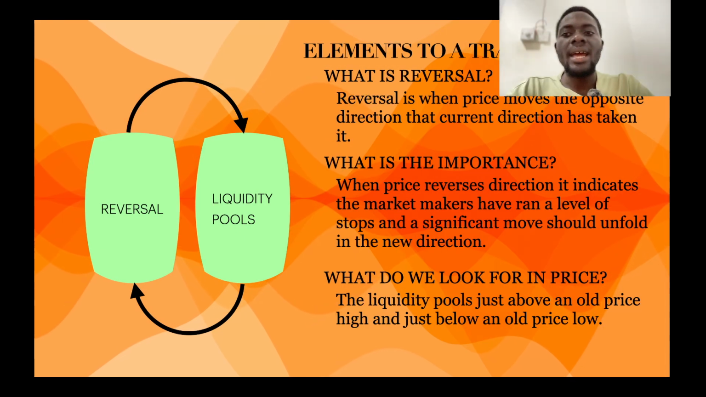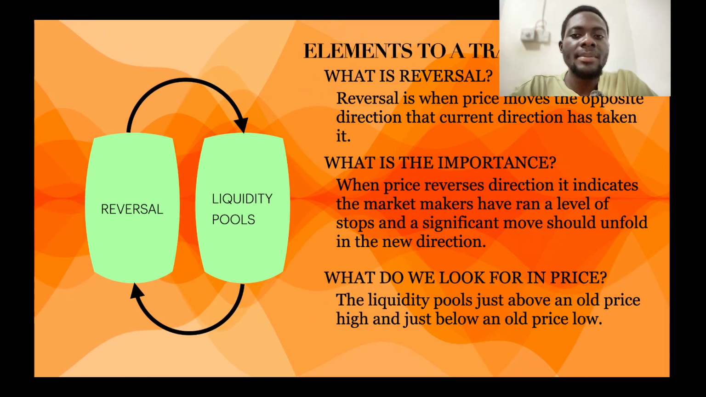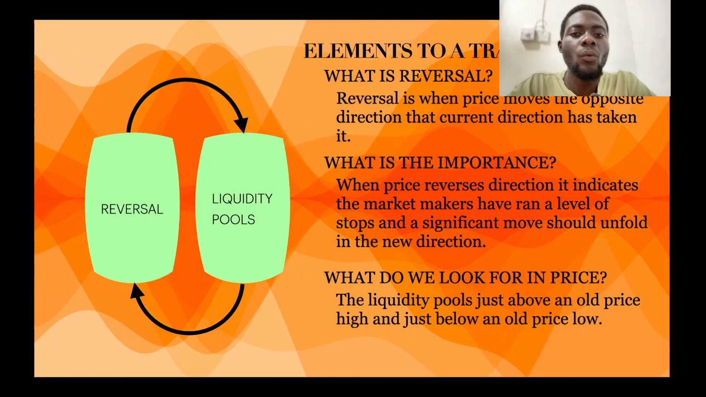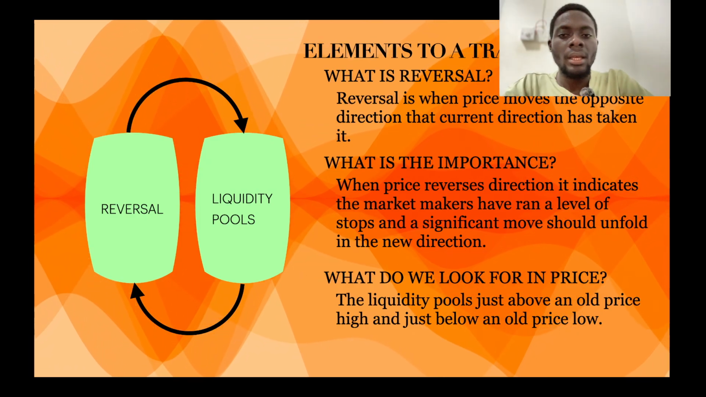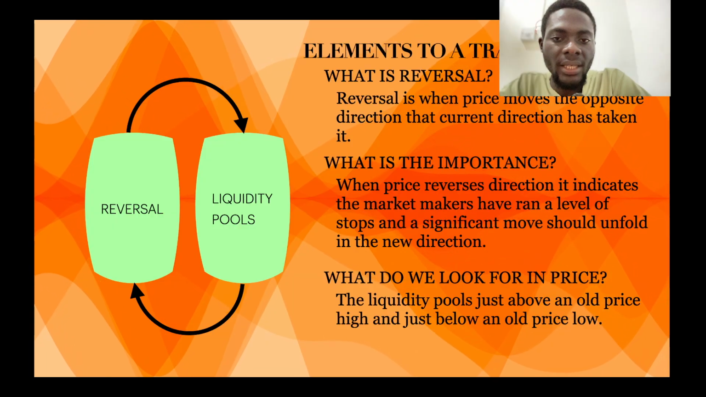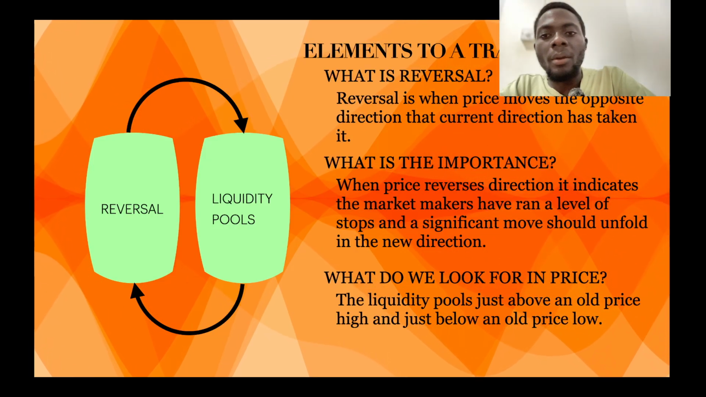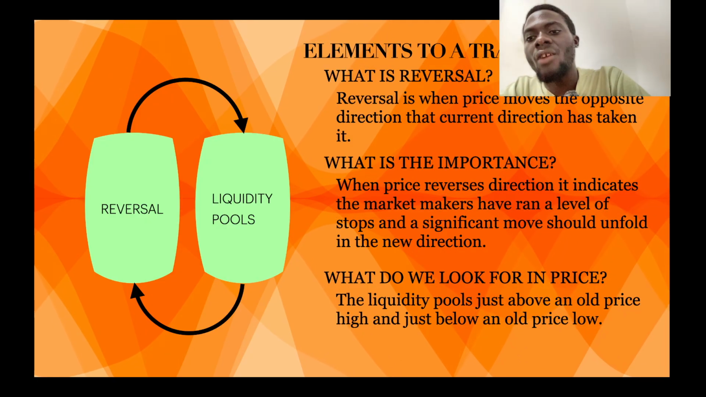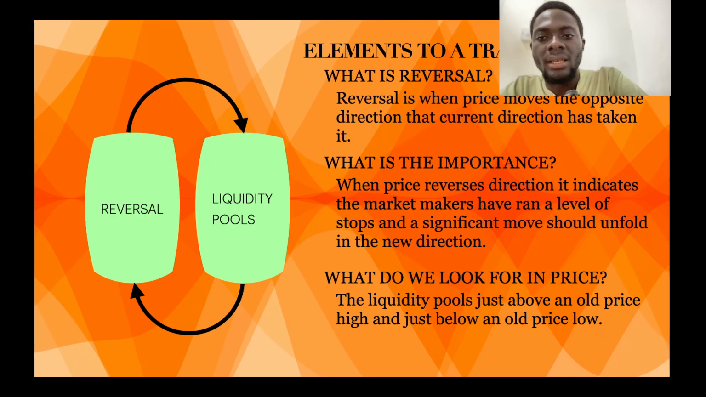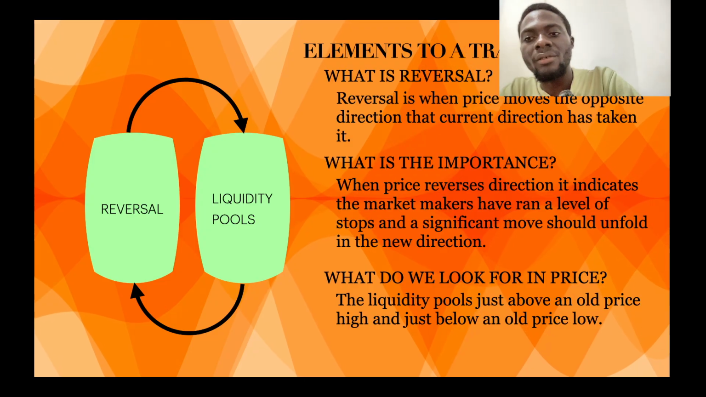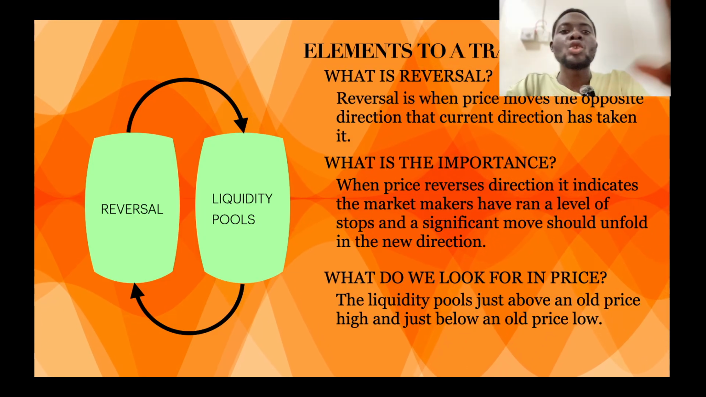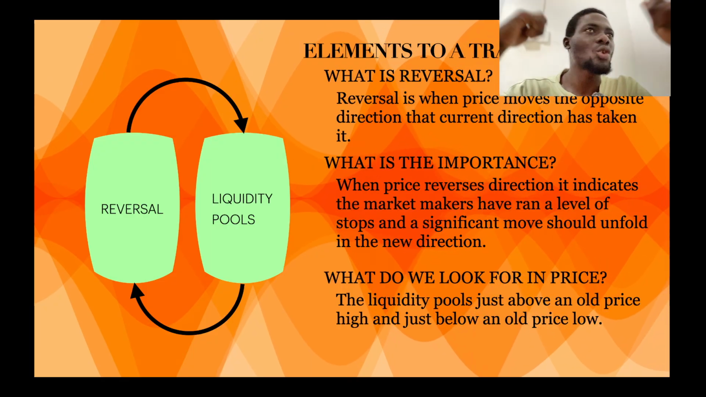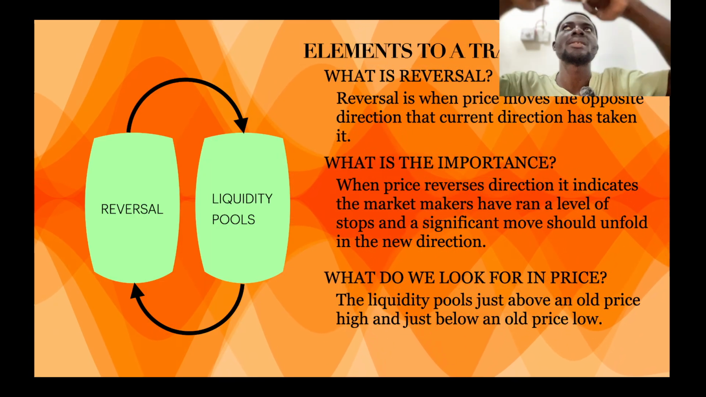When price reverses direction, it indicates the market makers have run a level of stops and a significant move should unfold in the new direction. Again, there are keywords over here. The key phrase is "run a level of stops." So when a reversal is happening, it means market makers have run a certain level of stops. They've taken out some level of stops.